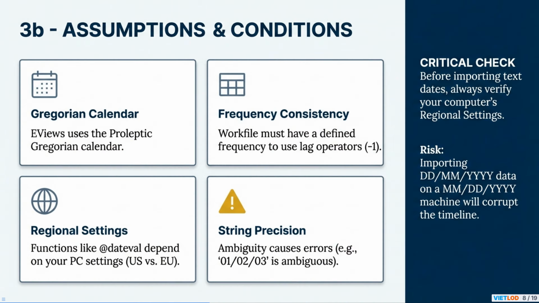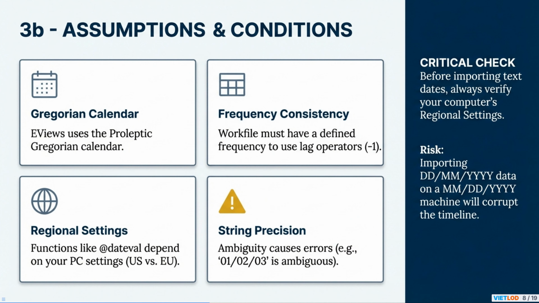First, EViews uses the proleptic Gregorian calendar. This is the standard calendar we use today, extended backward in time. This ensures consistency across historical data. Second, your work file must have frequency consistency. To use lag operators like -1, EViews needs a defined frequency, e.g. monthly, quarterly, to know what one period ago means.